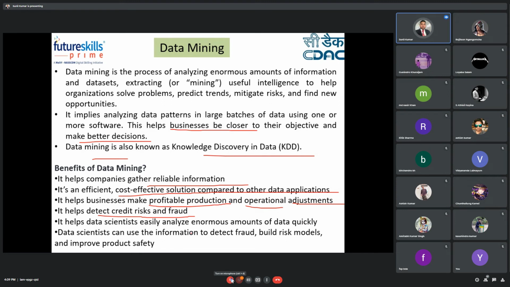Next, it helps data scientists easily analyze an enormous amount of data quickly, because where you have data in a larger set, it's very difficult to check out and analyze data in general terms. So data mining also gives you a better analysis on a large database. And data scientists can use it, as I have already explained, to detect risk models or improve product safety, right?